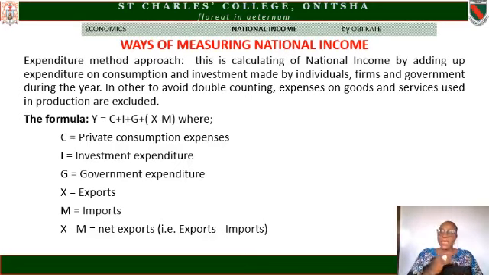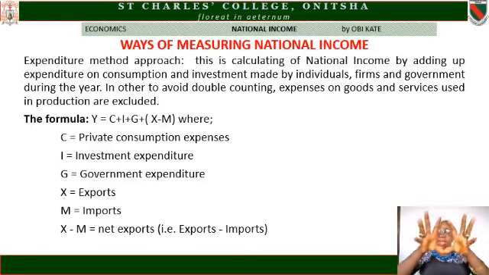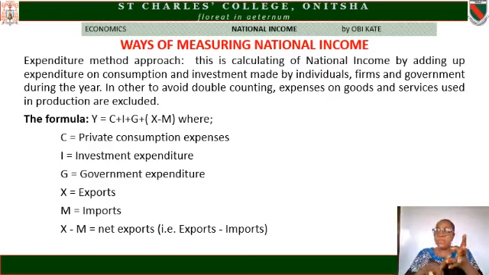Add all the expenses that are incurred in a particular year by government, firms, and the individuals. Why do we mention these sectors of the economy? Because these three, firms, individuals, and government, give you the complete sectors of an economy. Once you get the expenditure of the government, the expenditure of individuals, and the expenditure of the firms, you have gotten national income.